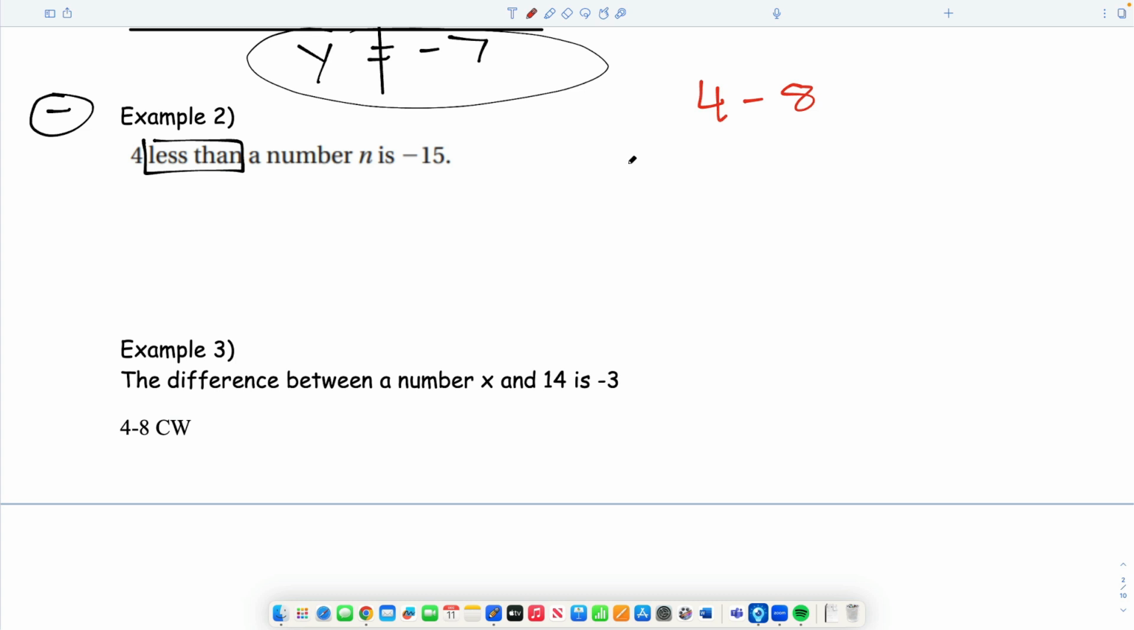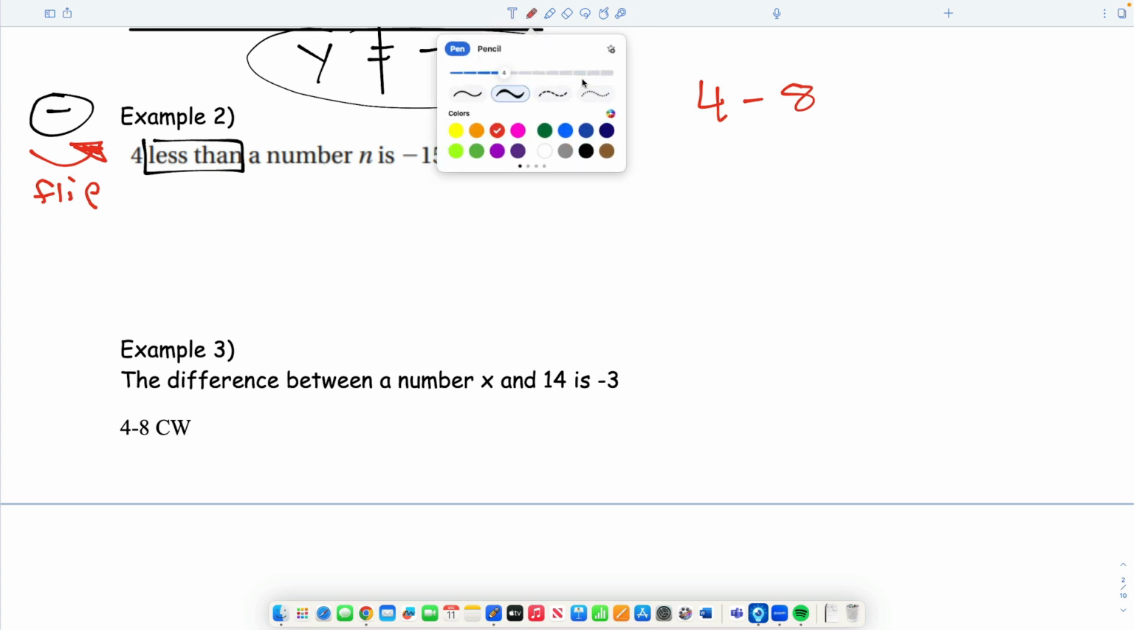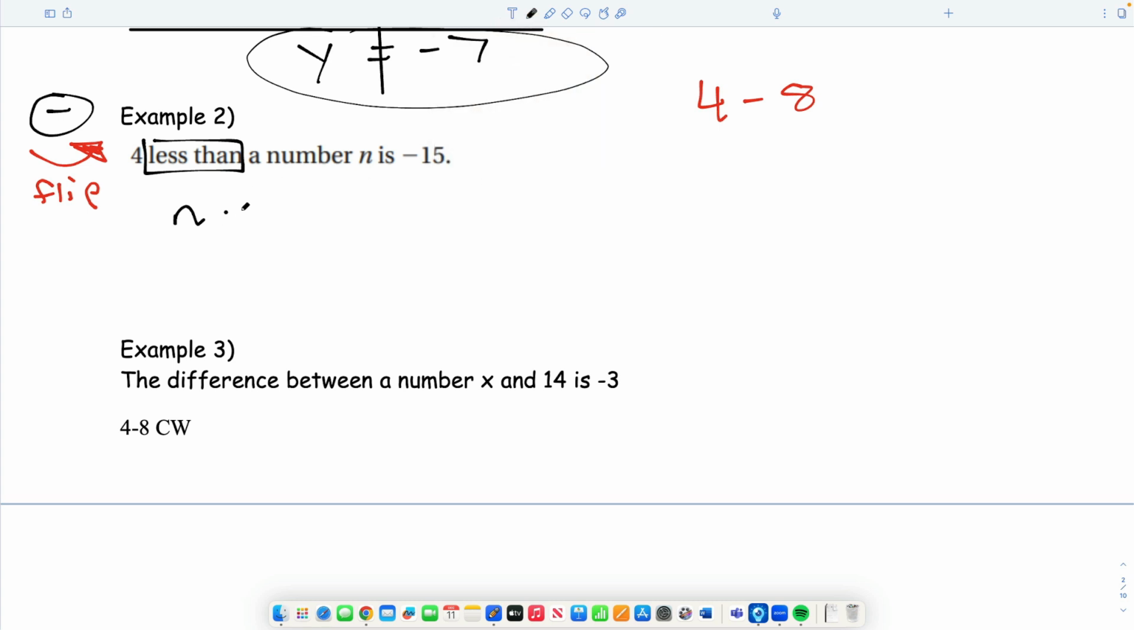If you have a less than word, you're going to write minus, but think flip. 4 less than n would actually be n minus 4. If you see less than, it is tricky because you can't just go first, then second, then third. You gotta flip it. Less than is subtract, but flips. 8 minus 4 would be the correct way of doing that problem, and I would have 4 less donuts. Let's write n minus 4.